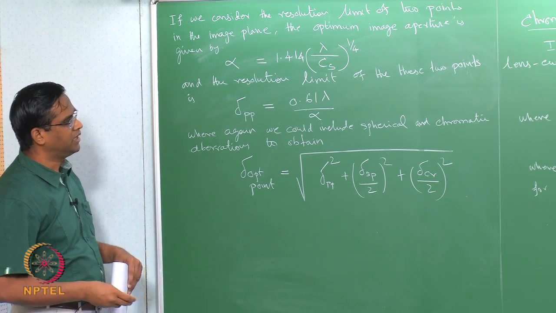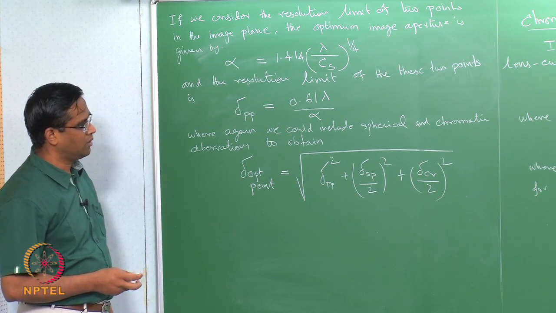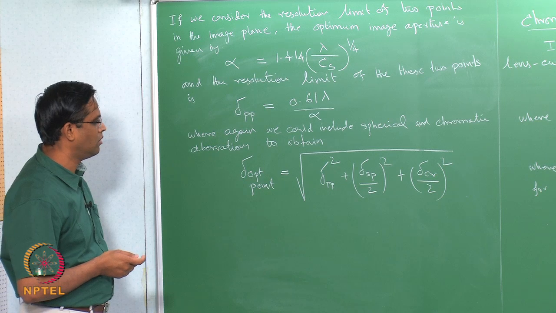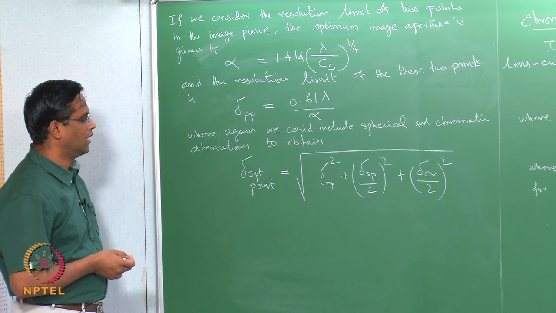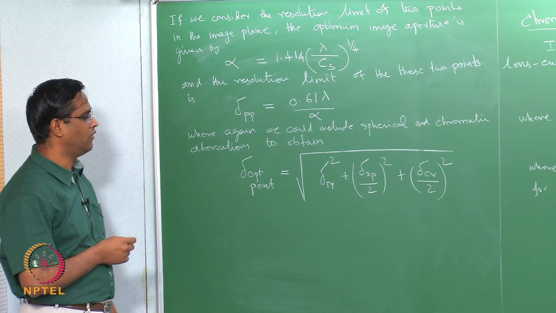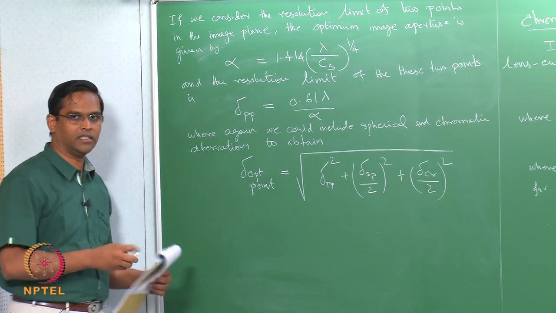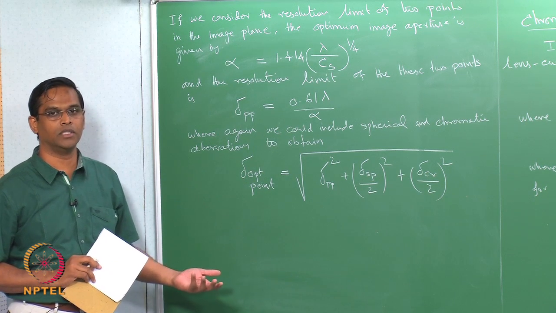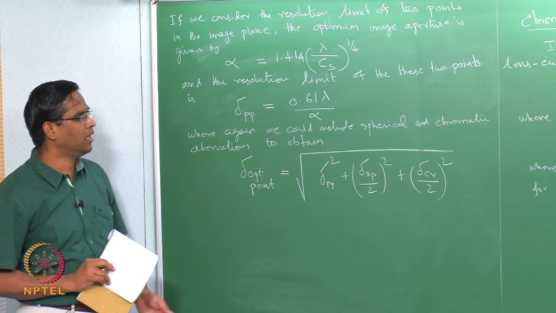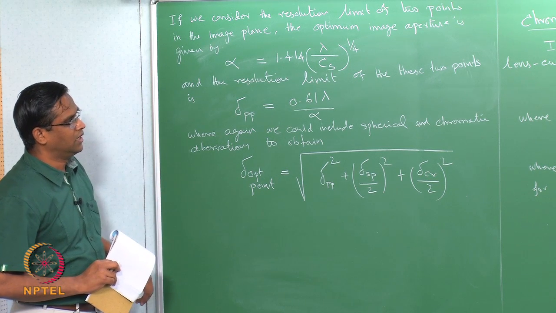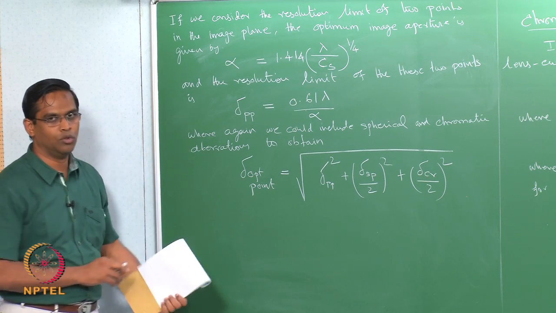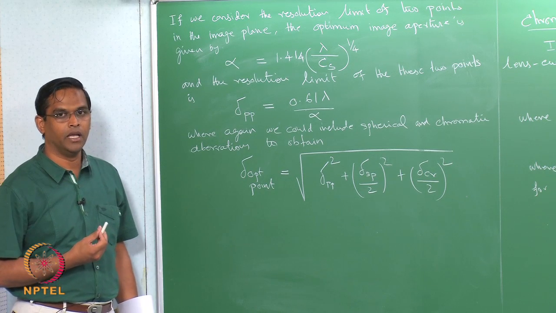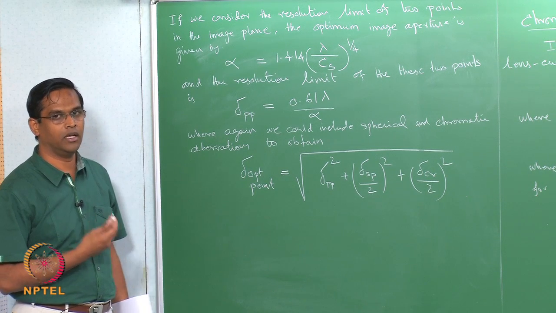So these basic expressions are further modified by several researchers, and then we can write one more general expression for disk of least confusion. We will talk about all this in much more detail, how this is really going to affect the practical resolution when we look at the actual microscopic operation. But you should appreciate the importance of these two, spherical and chromatic aberrations, and how they really influence the resolution limit of the optical system.